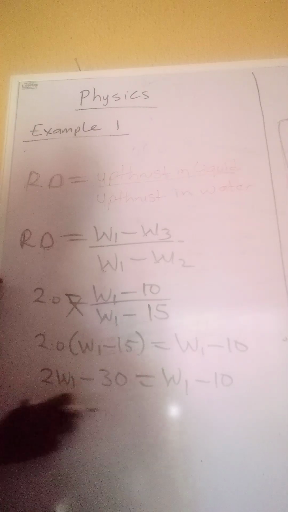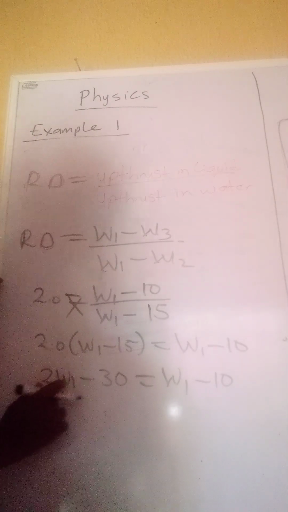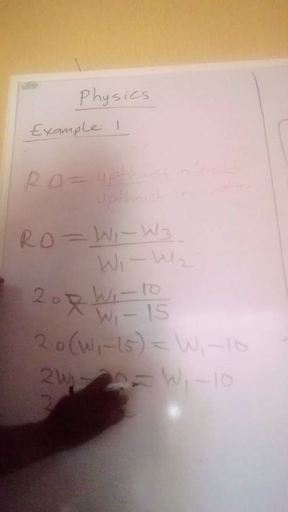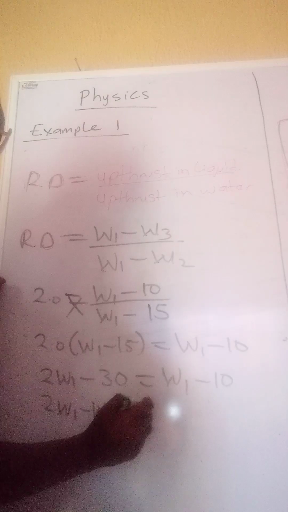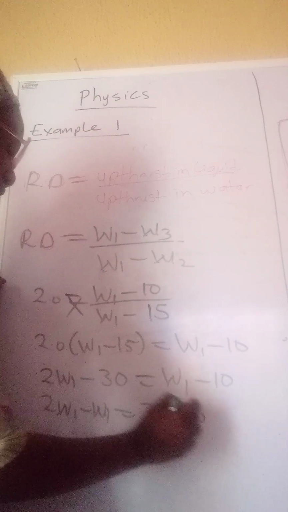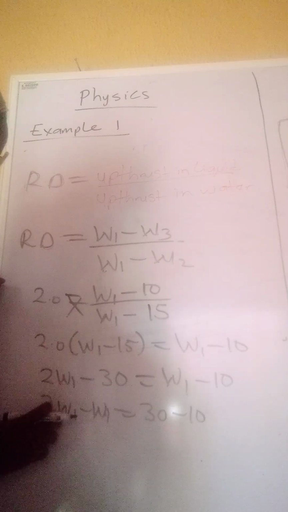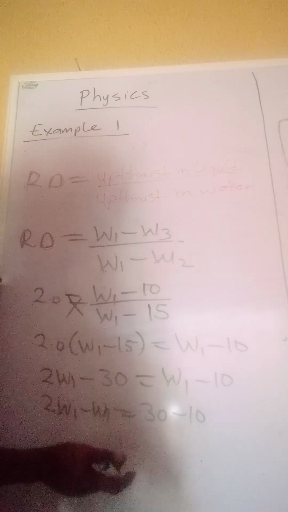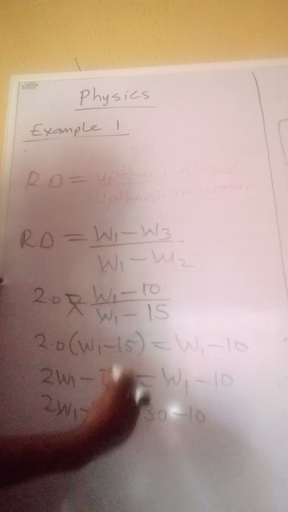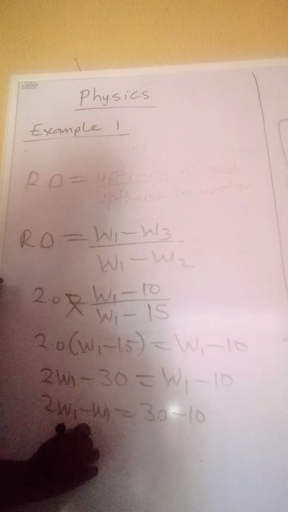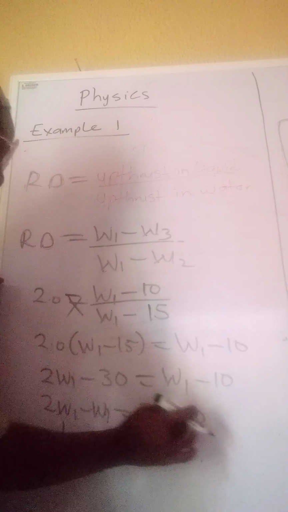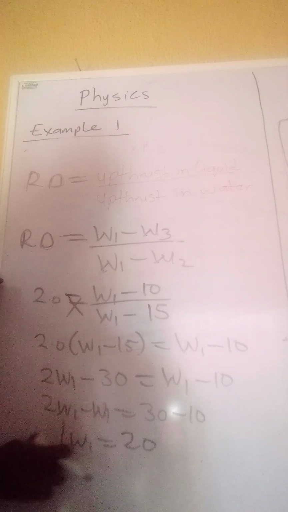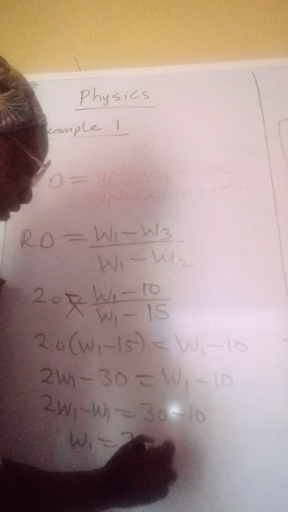So let's collect like terms. If we bring this one to this side, it becomes minus. So we have 2W1 minus W1 is equal to, if this one comes to the other side, it becomes positive, so plus 30 minus 10. Is that okay? So 2W1 minus 1W1 will give us 1W1 is equal to 20. 1 times W1 is still W1. So we have 20 grams.